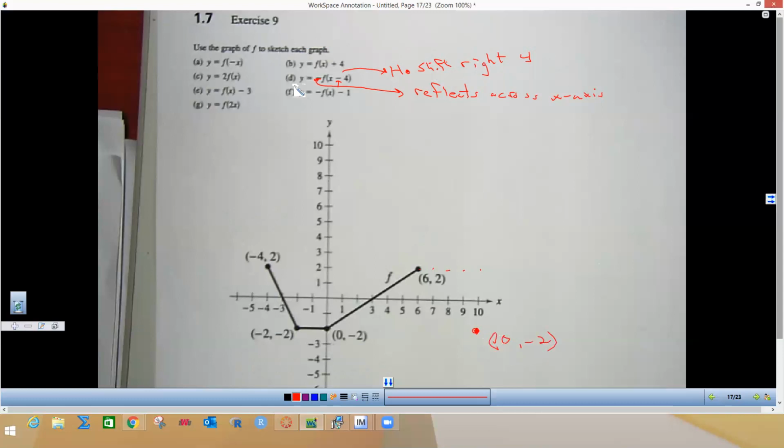So again, this minus 4 moved it right 4. That's why I went out to 10. And then that negative flips it upside down. So it goes down to negative 2.